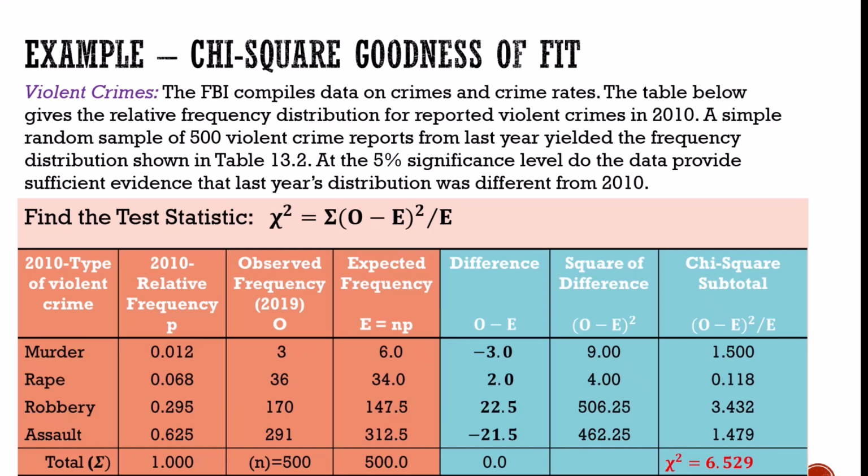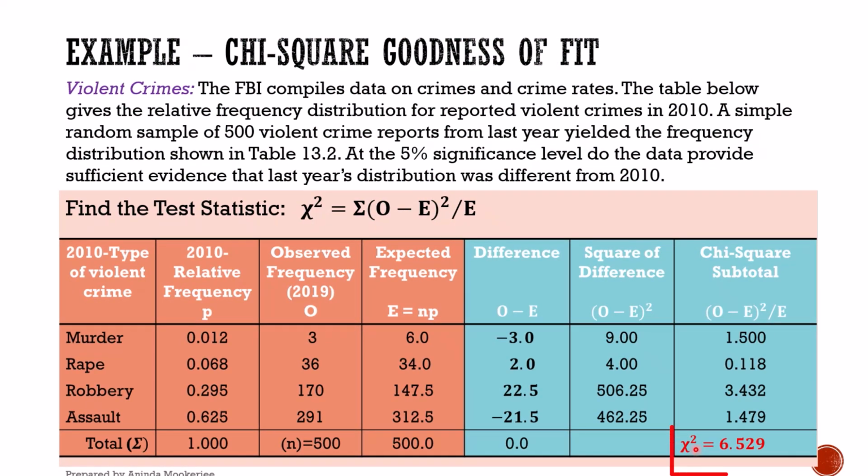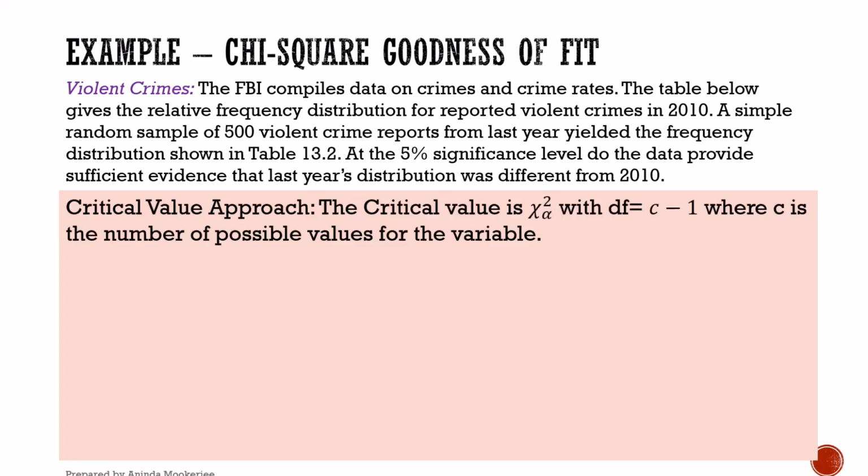The chi-squared value was 6.529, which we obtained after summing up all the values in the last column, all the chi-squared subtotal values. These are the subtotal values for the individual categories. When we sum them up, we got a chi-squared value of 6.529, and that is going to be our test statistic value, 6.529, which we will use to perform the test. Now at this point, we are going to perform the test using the critical value approach first.